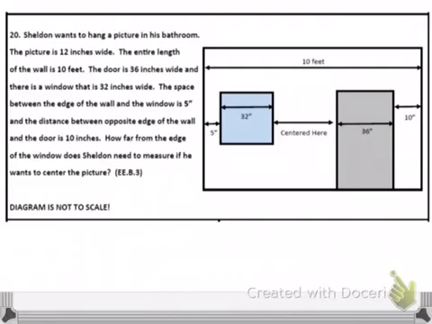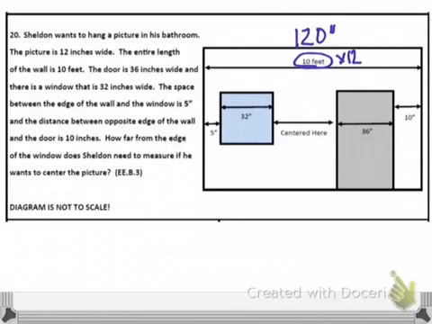Number 20 is a little more complex. You have a total width up here of 10 feet, but if you notice, all your other measurements are in inches. So the very first thing we're going to do is convert this from feet into inches, and so we multiply it by 12. So let's think of this as 120 inches.